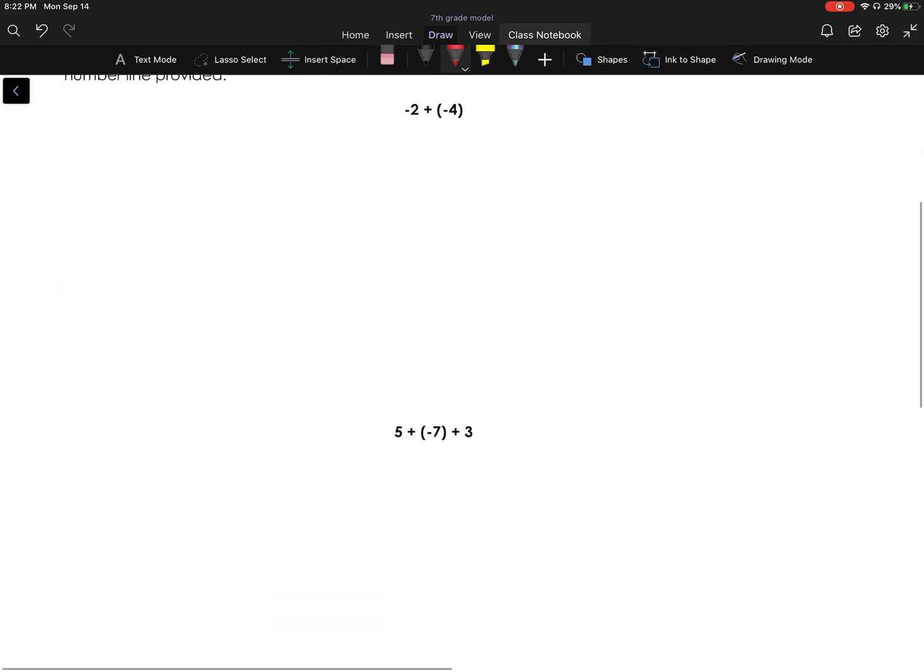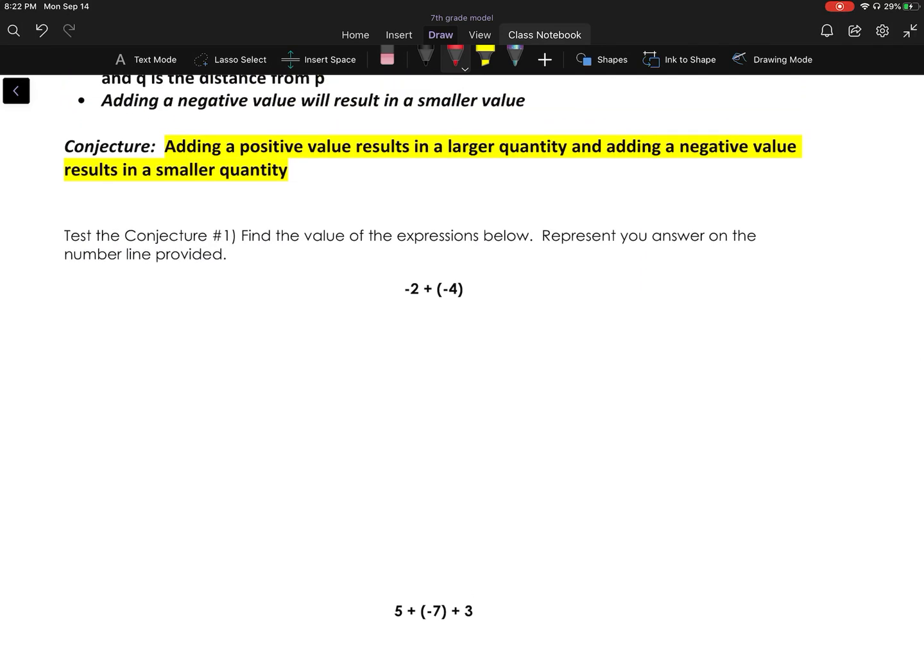So for both of these, we're just going to find the value of the expression below and represent our answer on the number line. But the number line is not provided because I wanted to model how to draw your own number line just in case you have to use that method. So the first one, we have -2 plus -4. Please note that -4 is in that parentheses, so it's just -2 plus -4.